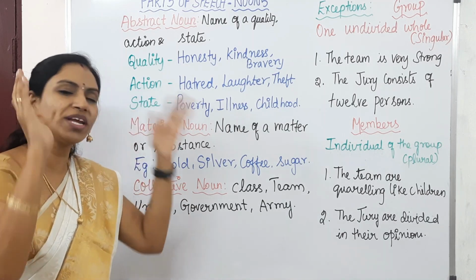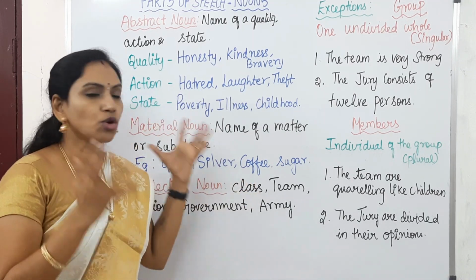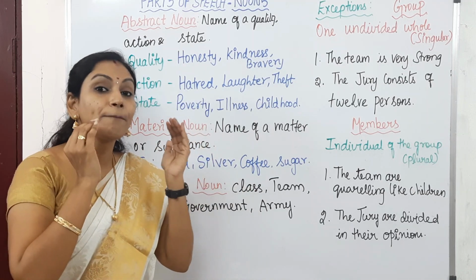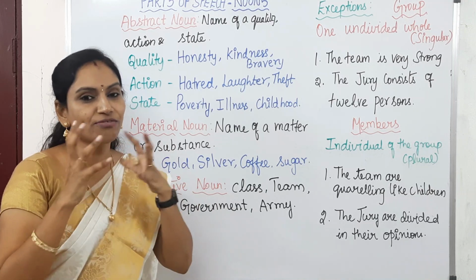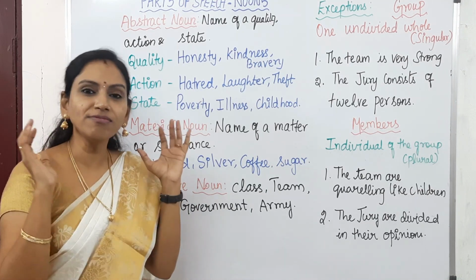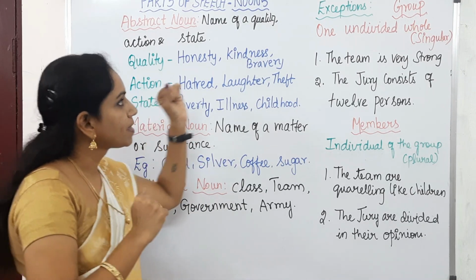You have so many examples for that. A group of flowers, you call it a bunch or bouquet. A bunch of grapes, like that. You have so many. Okay, next.